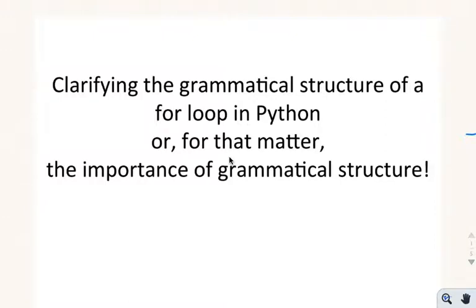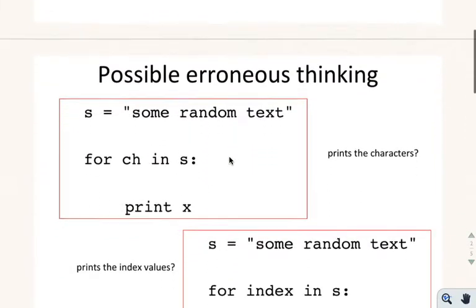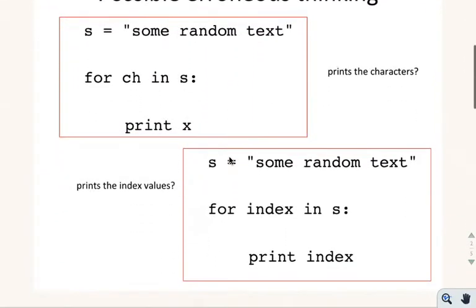Hi there. After some questions at the end of the lecture, I realized that perhaps it would be useful to just talk a little bit more about that Python for loop, just to be clear about its structure, but actually, in general, just to be very clear about grammatical structure. So that's what I want to do. So this might be some possible erroneous thinking that came out of the lecture today.